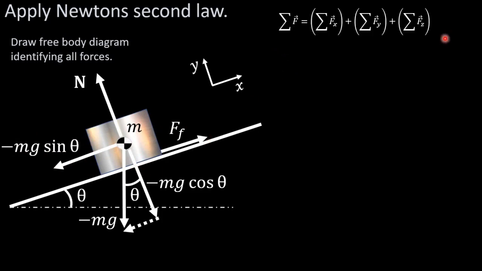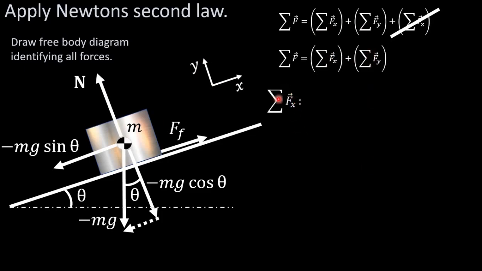So we use our equation that we found earlier on. The sum of the forces equals the sum of the forces in the x direction plus the sum of the forces in the y direction plus the sum of the forces in the z direction. And because we're only looking at this in 2D, in the x and y direction, this term is going to go, leaving behind this. So we want to find the sum of the forces in the x direction and the sum of the forces in the y direction.